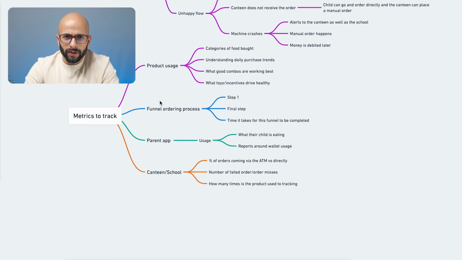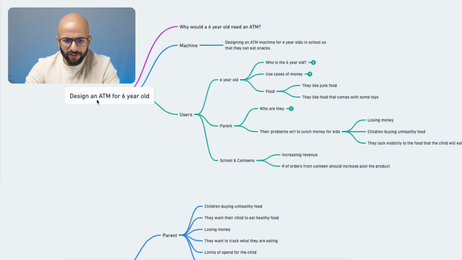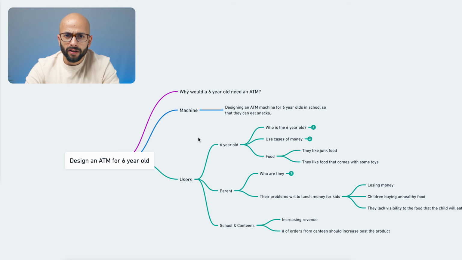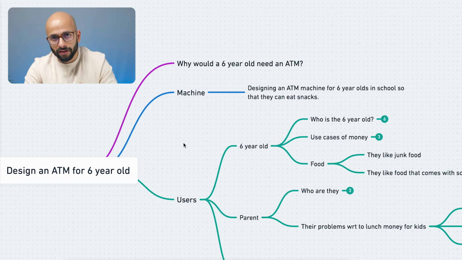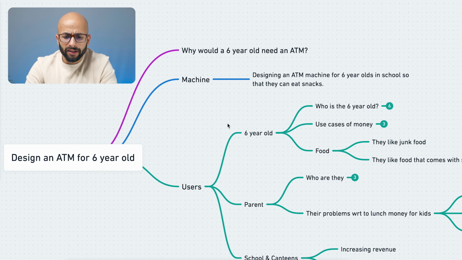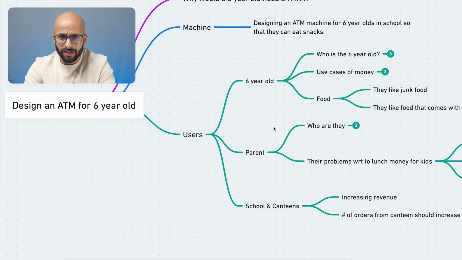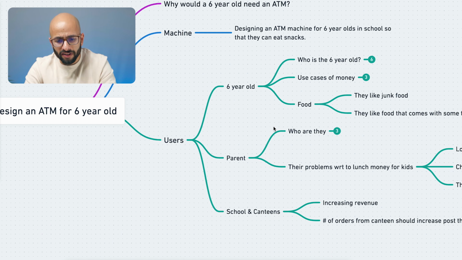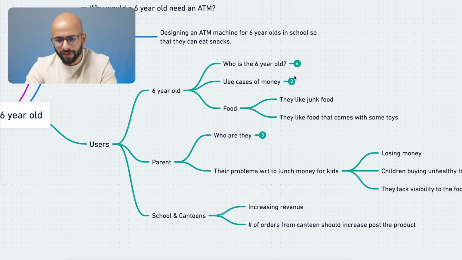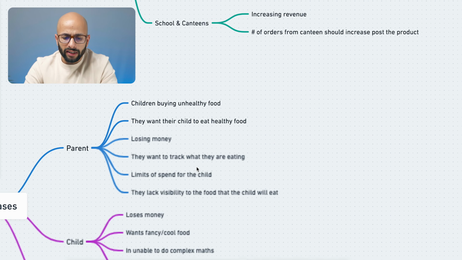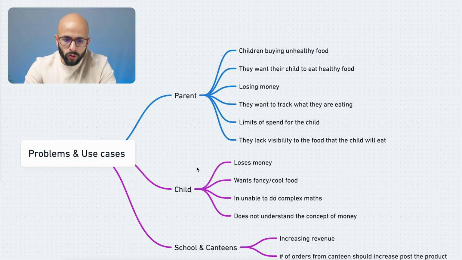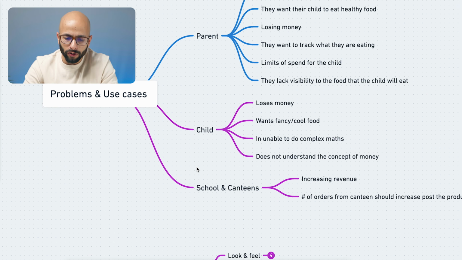Awesome. I just want to summarize the entire approach. We started off with designing an ATM for 6-year-olds, and the first thing we spoke about was why a 6-year-old would even need an ATM. We looked at all the users in this ecosystem. One is a 6-year-old; we spoke about who they are and tried to detail their use cases with money. They're not like adults. Then we spoke about parents, the second user, and the third user is school and canteens. Then we looked at the top use cases or problems for these users.